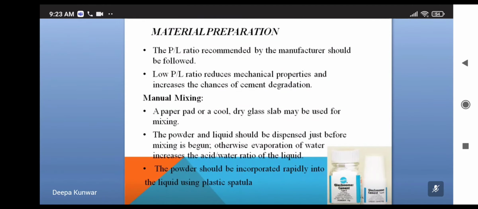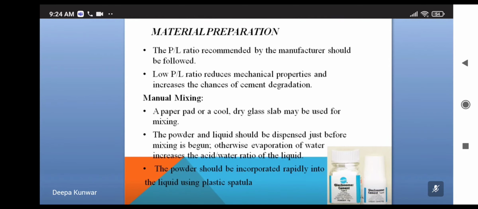The powder liquid ratio recommended by the manufacturer should be followed. Ideally they have given a powder liquid ratio, but whenever we use any material, we should always follow the manufacturer recommendation. A low powder liquid ratio reduces the mechanical properties and increases the chance of cement degradation. Whenever we change the powder liquid ratio, it will change the properties of the cement also.